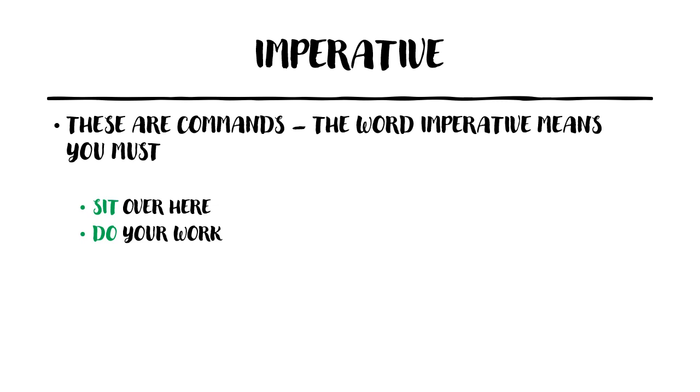Imperative moods of verbs are commands. The word imperative means something that you must do. If I say something like sit over here, do your work, I am telling you you must do those things. Therefore, the mood of my verb is imperative.